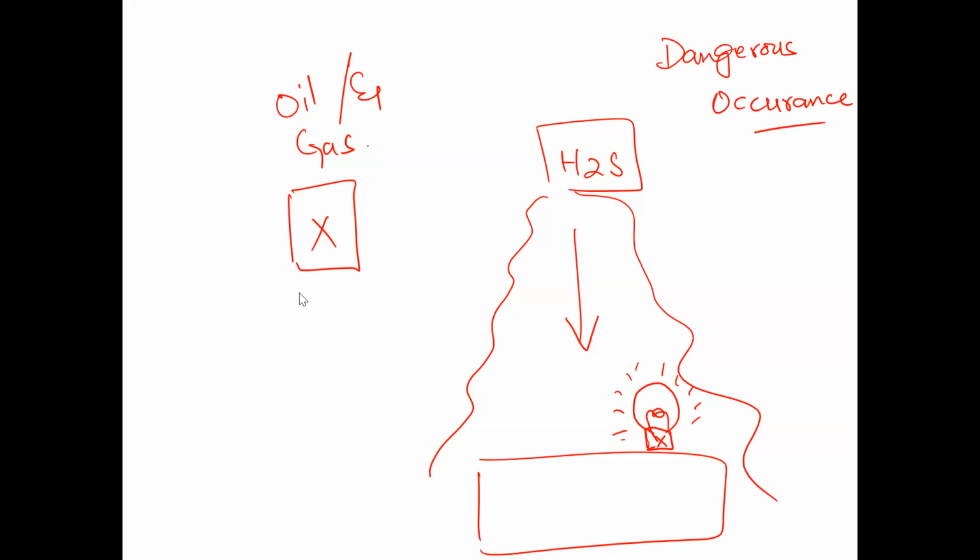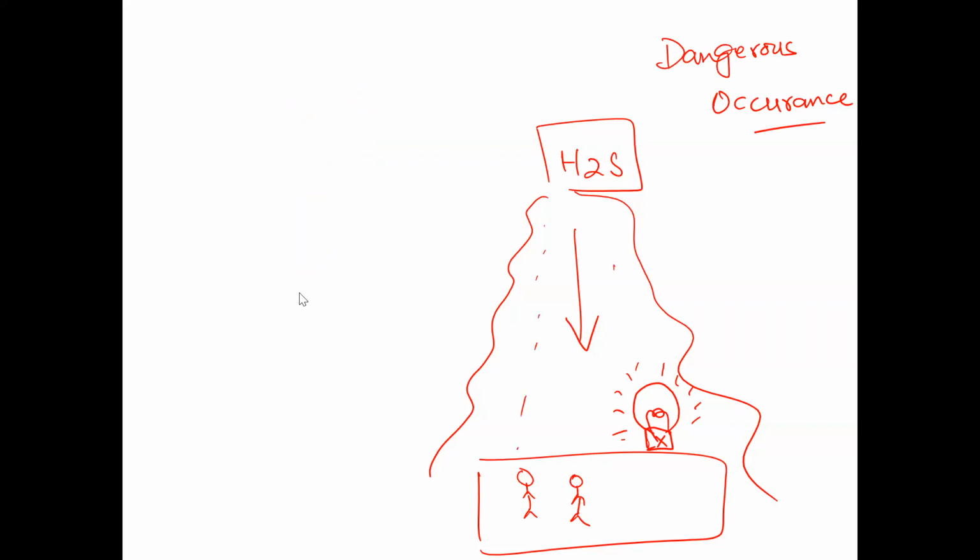Now, there is something I want to explain a little bit more. Guys, consider that people are working here, and this gas leaks out and it reaches them. Okay, we have one man down. This is what we call injury accident.